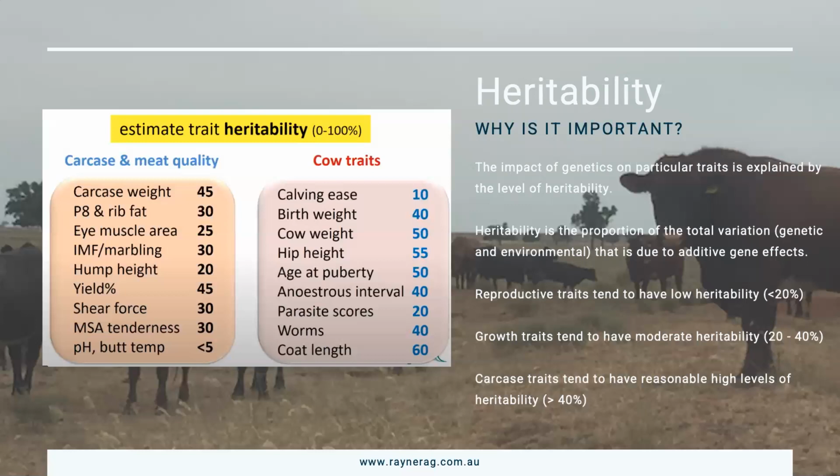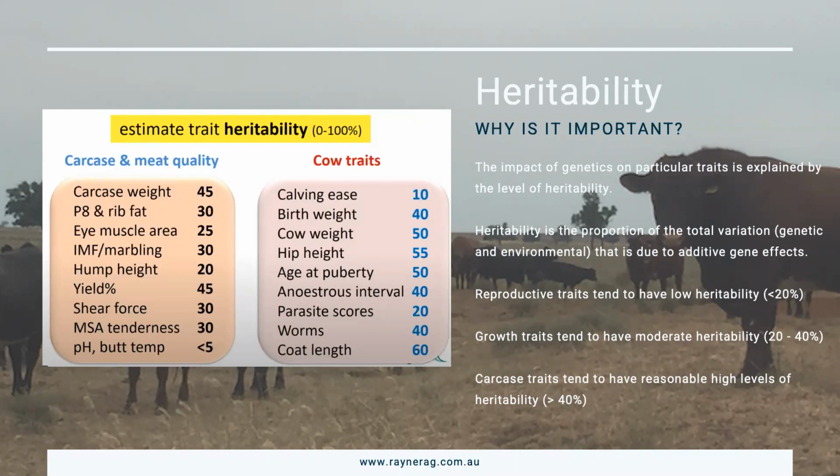If we look at this chart on the left-hand side of your screen, you'll see that for carcass and meat quality, the heritability influences on carcass weight are very high, 45%. Rib fat is quite high, 30%. Meat yield, 45%. So there's a very big influence from the parents on carcass traits, whereas things like pH or butt temperature, which are influences that occur post-slaughter, have very little heritability at all, and so are very influenced by what happens within the chiller.